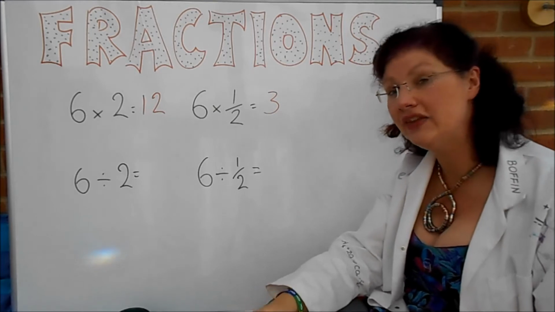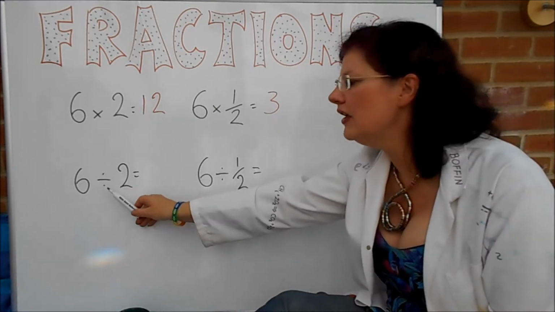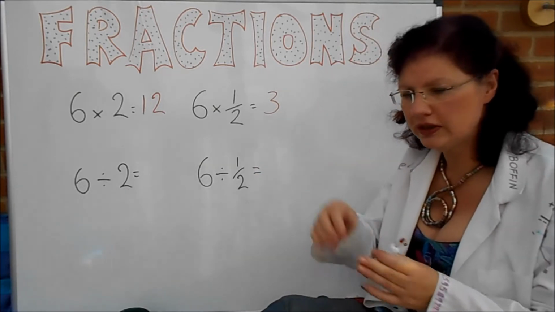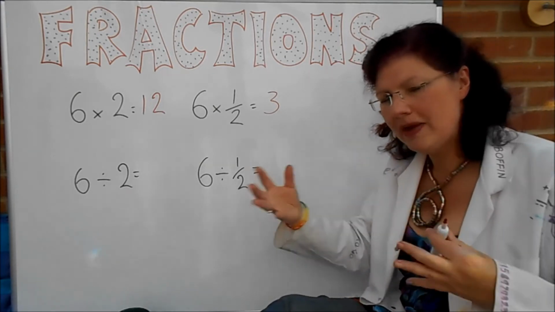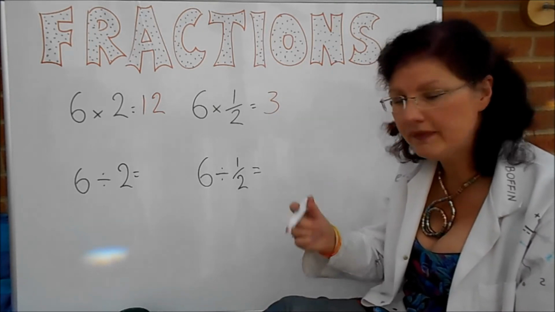Now these ones down here, the share out ones. You have 6 oranges and you share them out into bags of 2. So each bag's got 2 oranges in. So 6 oranges, you share them out into bags of 2. How many bags have you got? Pretty obviously, 3.